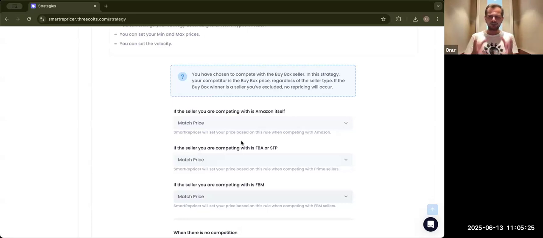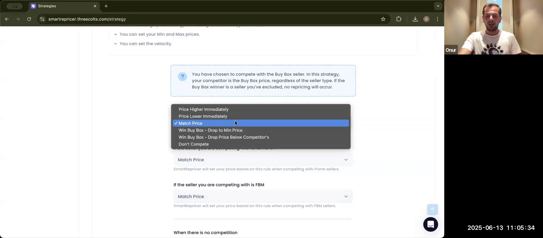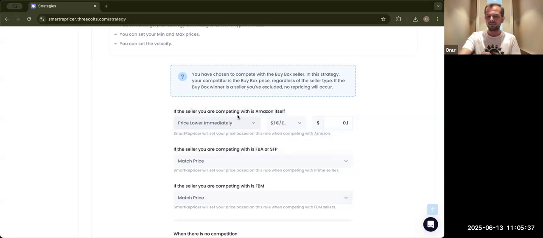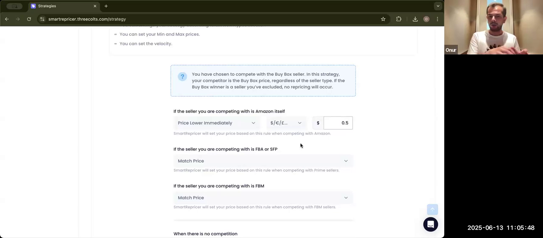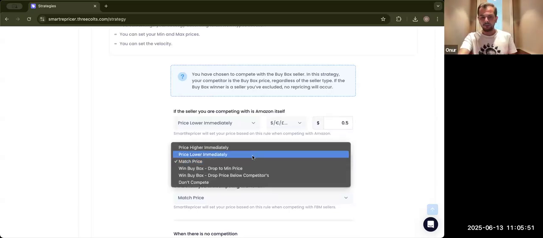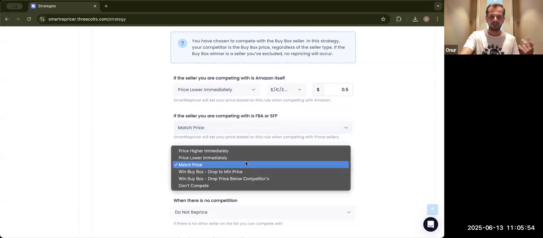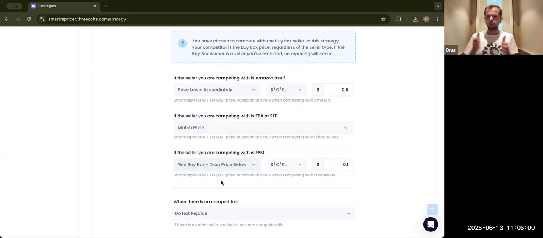So let's demonstrate one example. For example, if I'm going to compete with Amazon itself, I would like to price lower immediately, and you can do this numerically or by percentage. So I'm just going to choose price lower immediately, such as 0.5. If the seller I'm going to compete with is FBA, I would like to match my price. And for an FBM seller, I would like to choose don't compete. So I decided the Amazon, FBA, and FBM options, but the scenarios always continue.